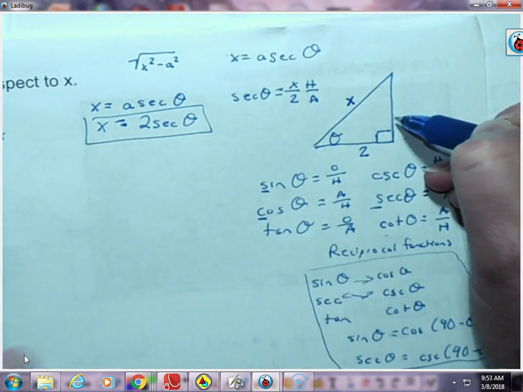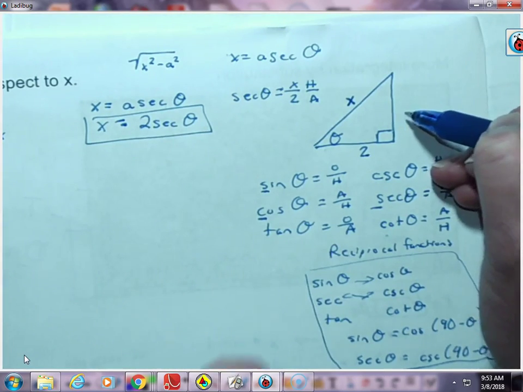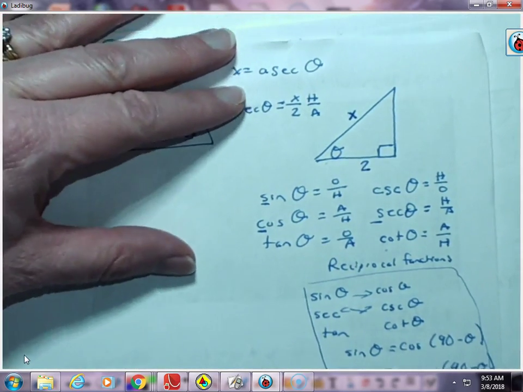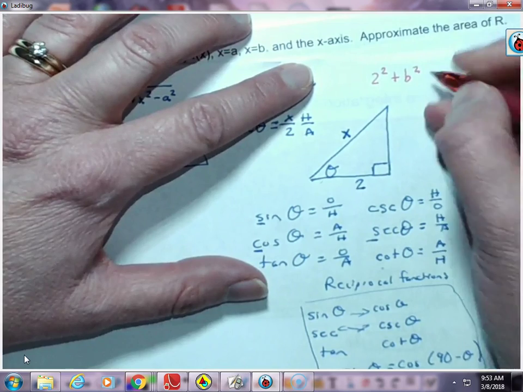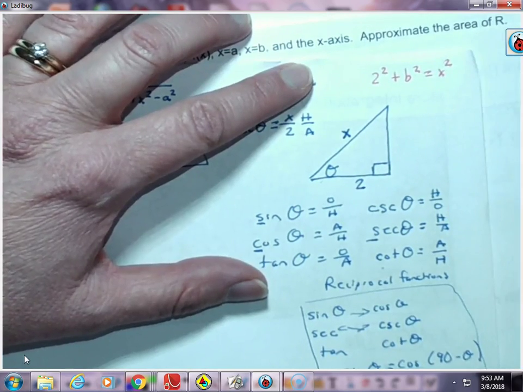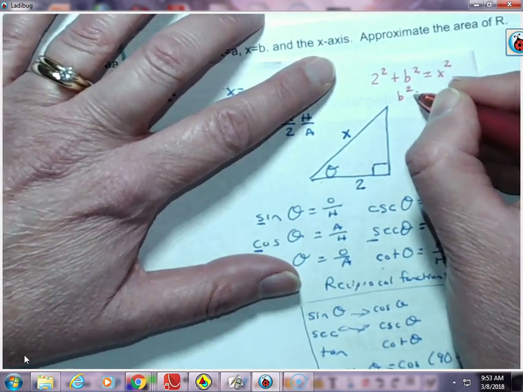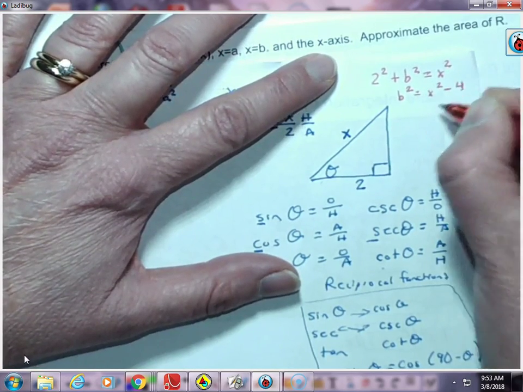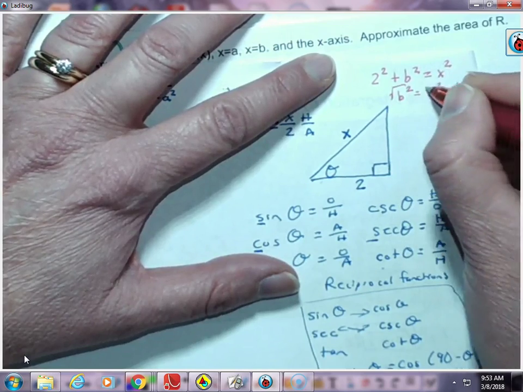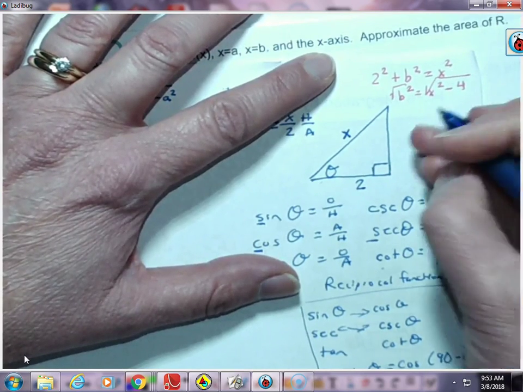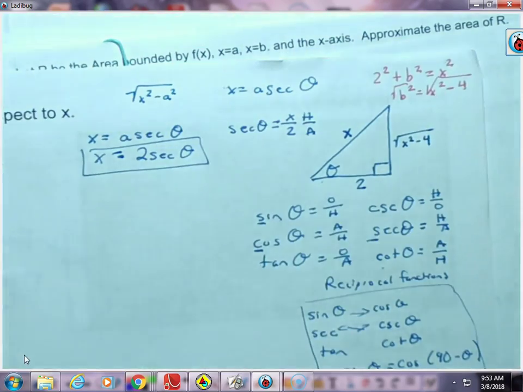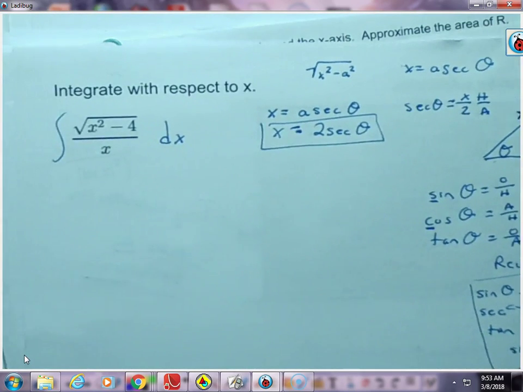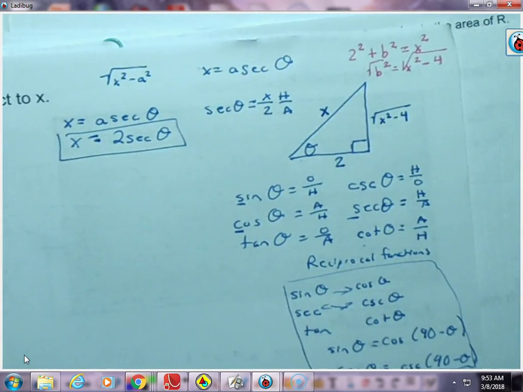Okay, now you're also going to solve for the unknown side. How am I going to solve for the unknown side? Yeah, so I'll just kind of do that up here. 2 squared plus, I'll call this unknown side b squared. And I'm going to solve for b squared. So that'd be x squared minus 4. And then b would just be the square root of that. So this unknown side is the square root of x squared minus 4. Now, if you notice, that's in the problem. Okay, so there's a reason that secant kind of helps us out on that.